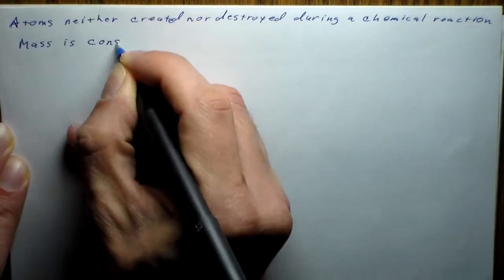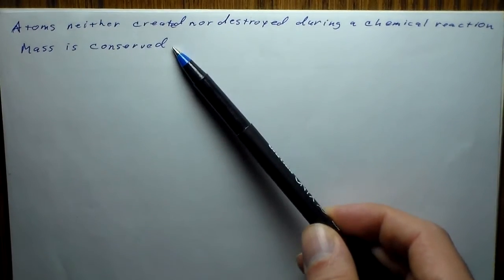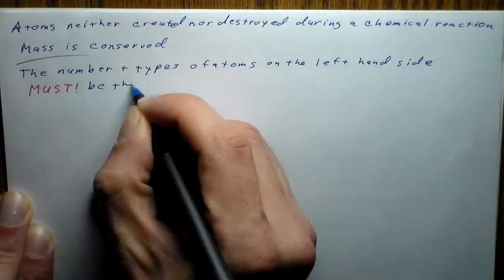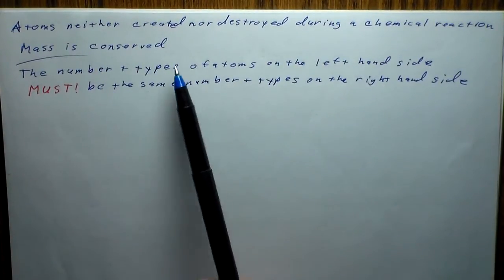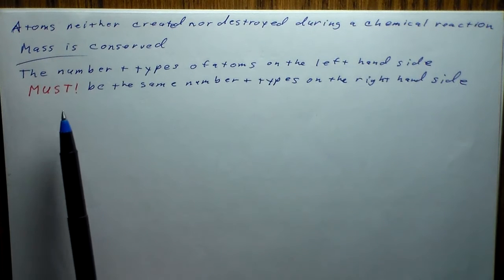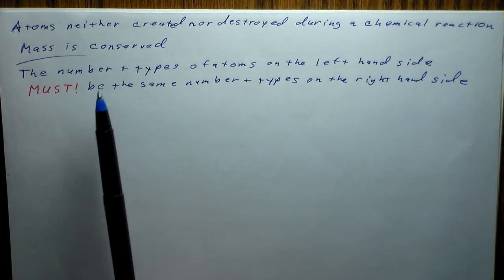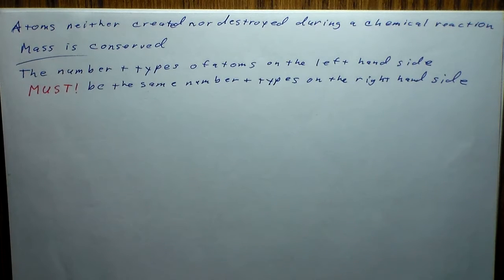Also, by putting together these two laws, we can come up with another expression that explains how chemical reactions work. So the number and types of atoms on the left-hand side must be the same number and types of atoms on the right-hand side. And that's because since atoms are neither created nor destroyed, all that's going on during a chemical reaction is that they are just getting rearranged.